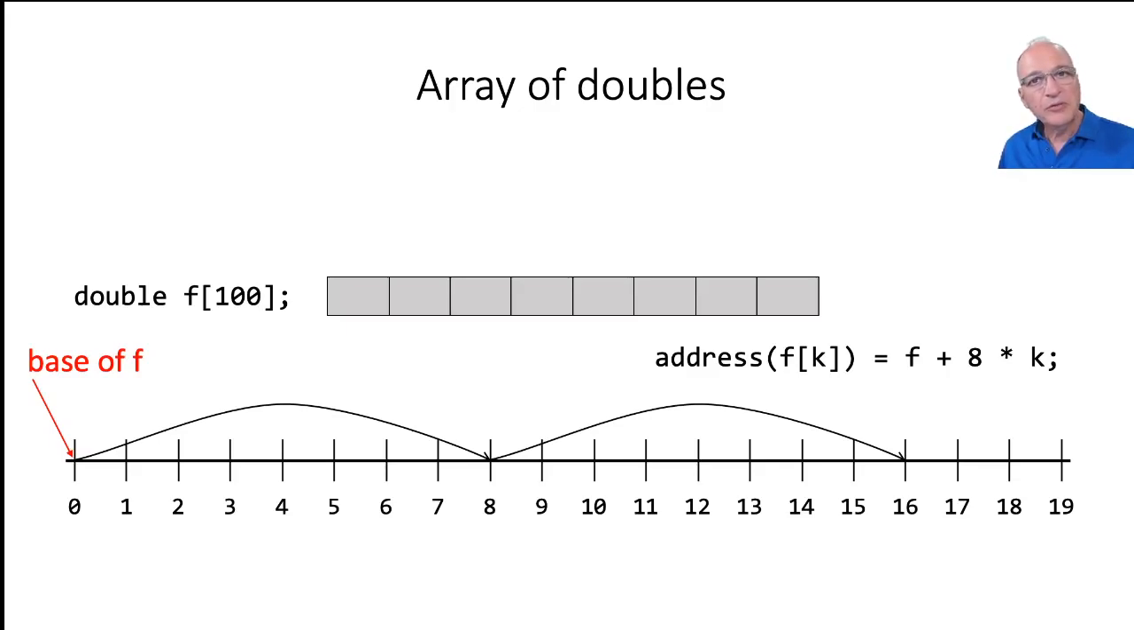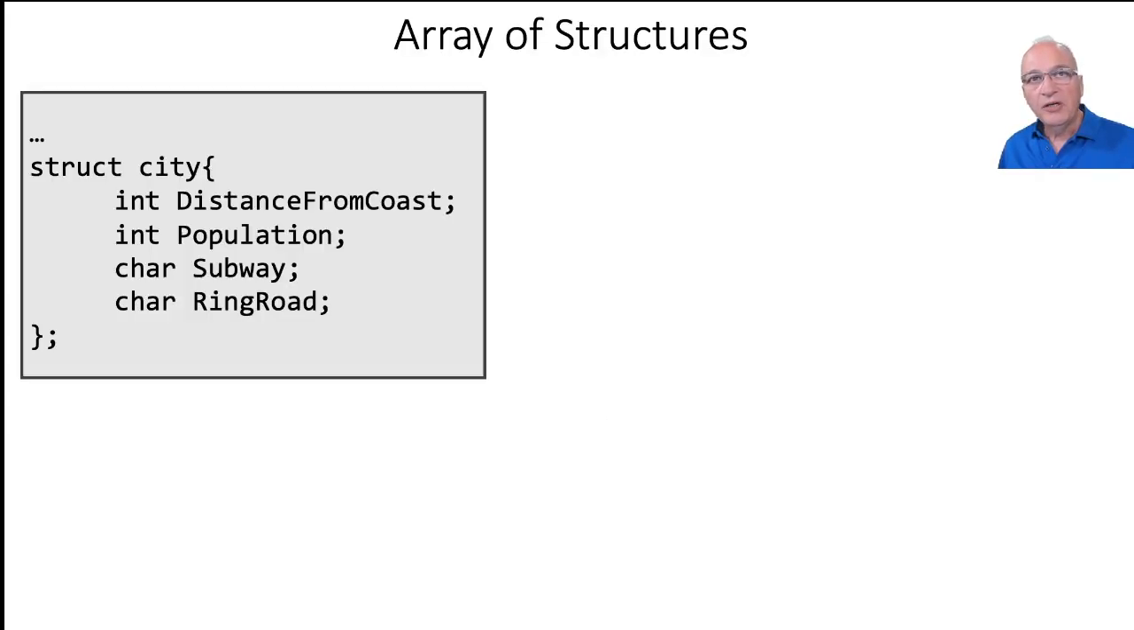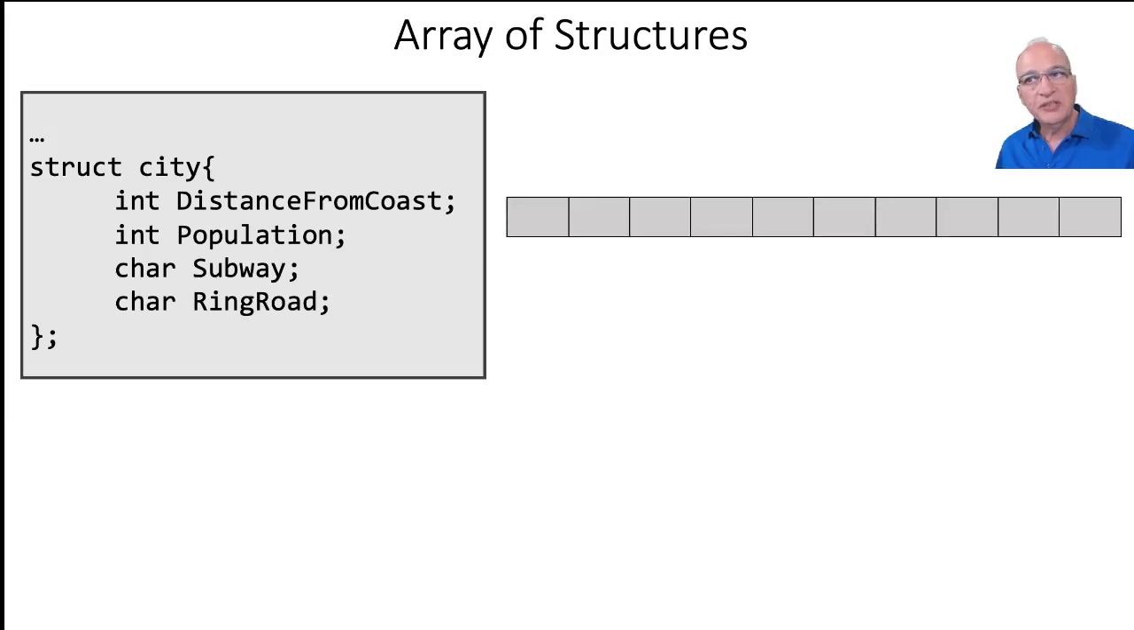I can use memory to store any type of data. For example, in C, we have types that are aggregated data structures. Here's an example of a type called city that has 4 fields in the structure. The first one is an integer, which will be 4 bytes. The second one is an integer, another 4 bytes. Then I have 2 chars, each one is 1 byte. Therefore, each structure of each city will occupy 10 bytes.